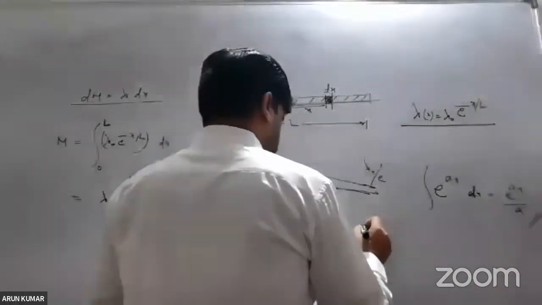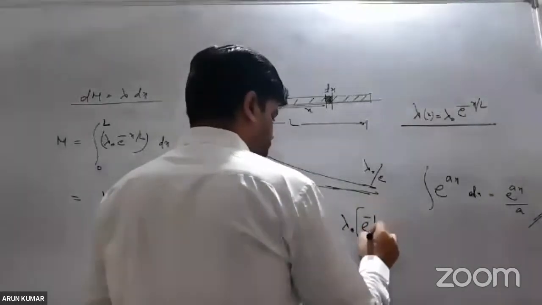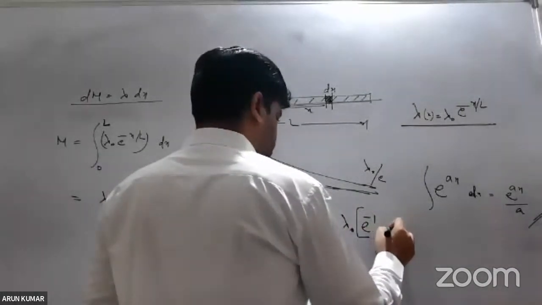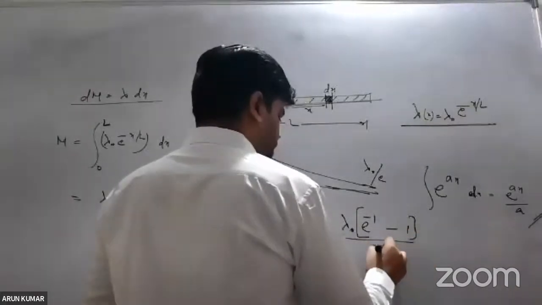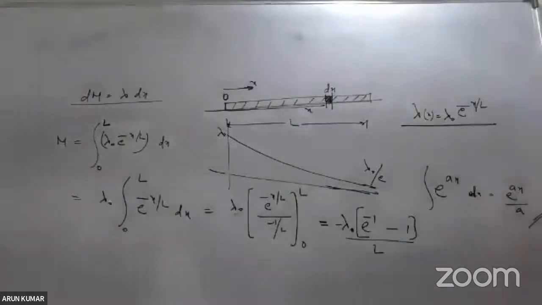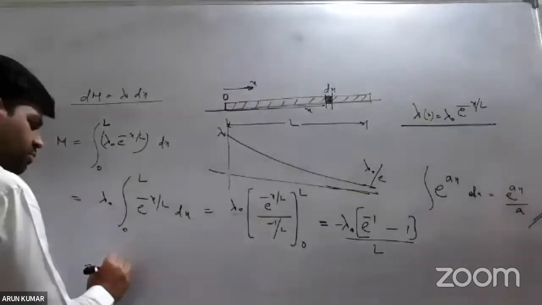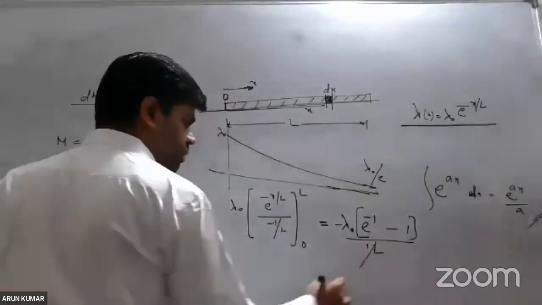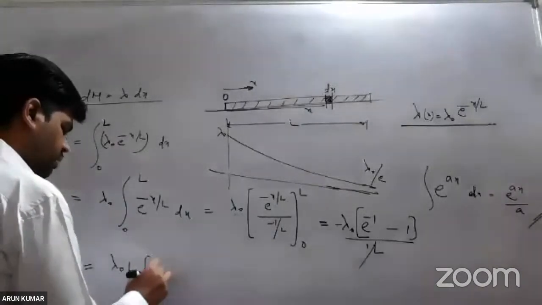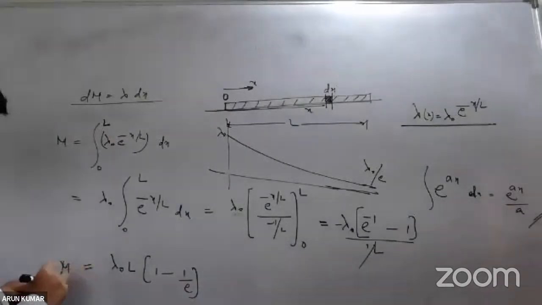I substitute the upper limit, e power minus 1 by L, negative of that. So that becomes lambda naught by 1 by L, right? So lambda naught into L into 1 minus 1 by e is my total mass M.